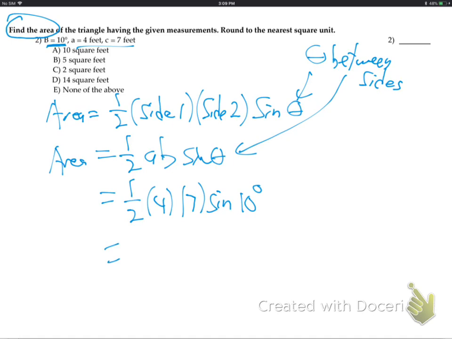I'm getting 2.43, which rounds to 2. There we go, C. We good? Remember that formula? 1/2 AB sine of the angle in between. On we go.